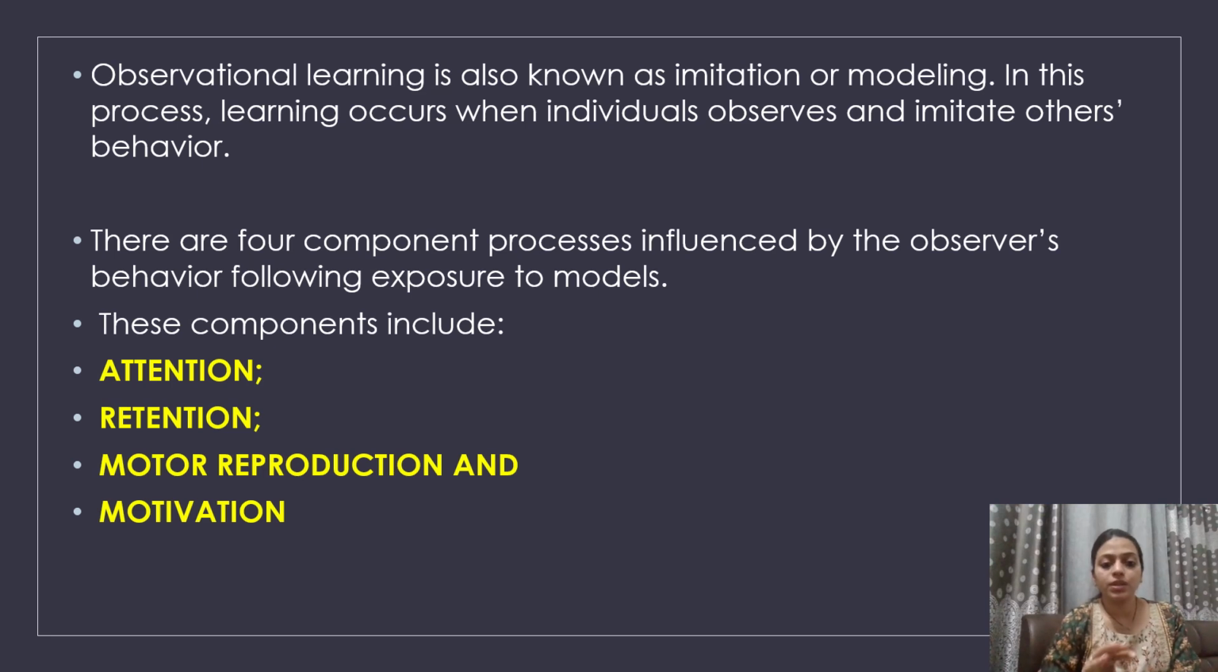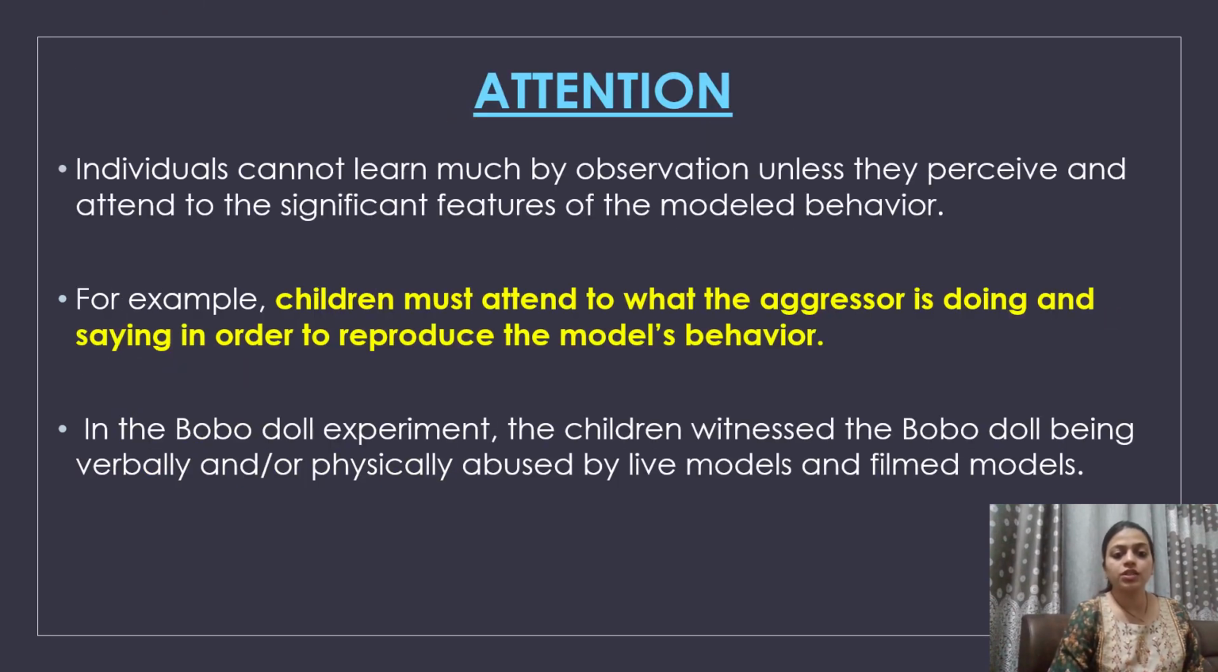Okay, so there are four component processes which are involved in this. So the four components include attention, retention, motor reproduction, and motivation. Now let's see what these are. Okay, attention: individuals cannot learn much by observation unless they perceive and attend to the significant features. You have to pay attention. For example, children must attend to what the aggressor is doing and saying in the Bobo doll experiment in order to reproduce the same behavior. Okay, so the children here witness the Bobo doll being verbally and physically abused by live and filmed models.